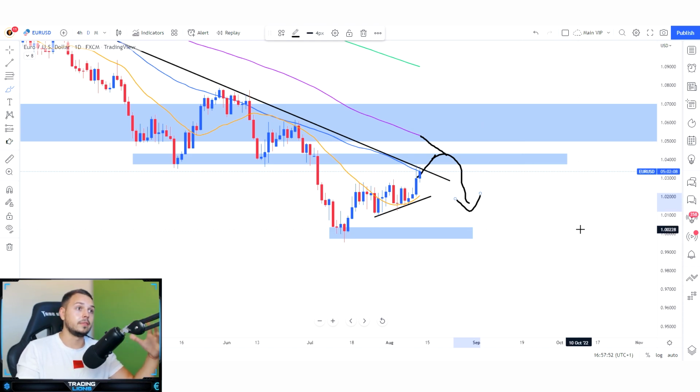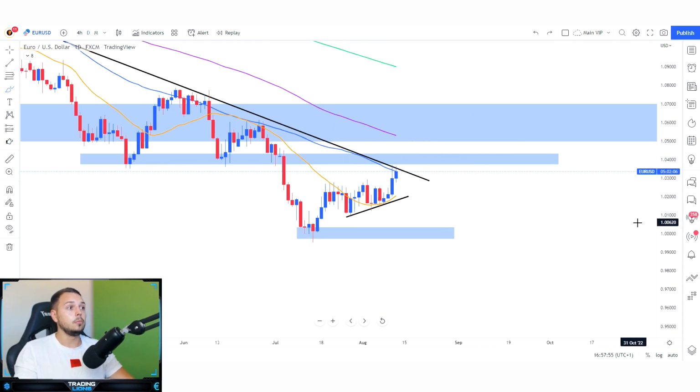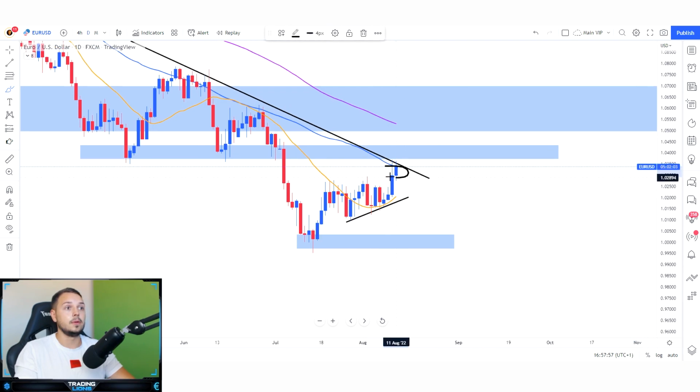And this could be a nice little scenario. So at the moment, I'm not sure whether it's gonna break the 50. If it doesn't break the 50 in the next 5 hours on the daily, there is still likely bearish pressure incoming.